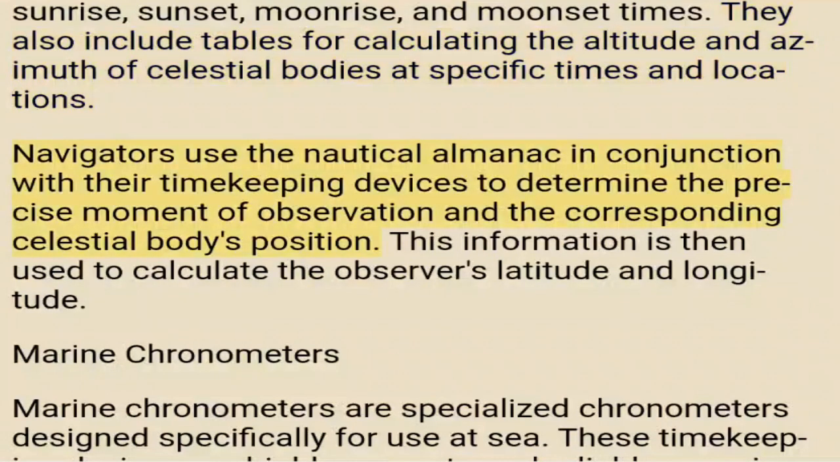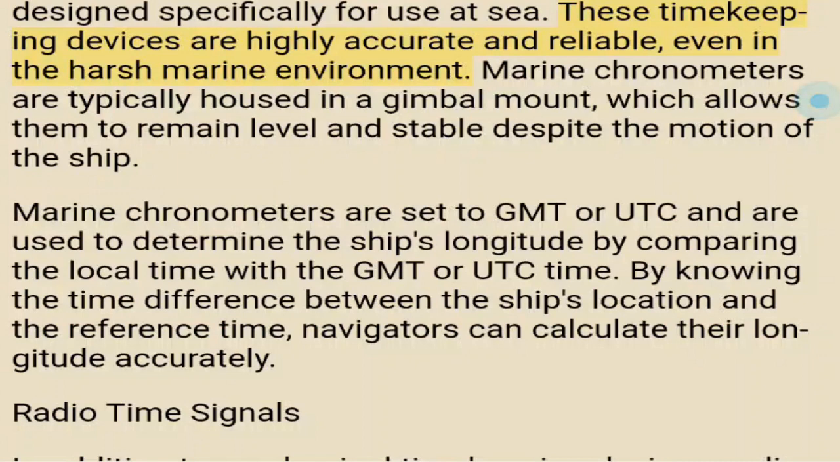Navigators use the nautical almanac in conjunction with their timekeeping devices to determine the precise moment of observation and the corresponding celestial body's position. This information is then used to calculate the observer's latitude and longitude. Marine chronometers. Marine chronometers are specialized chronometers designed specifically for use at sea. These timekeeping devices are highly accurate and reliable, even in the harsh marine environment.